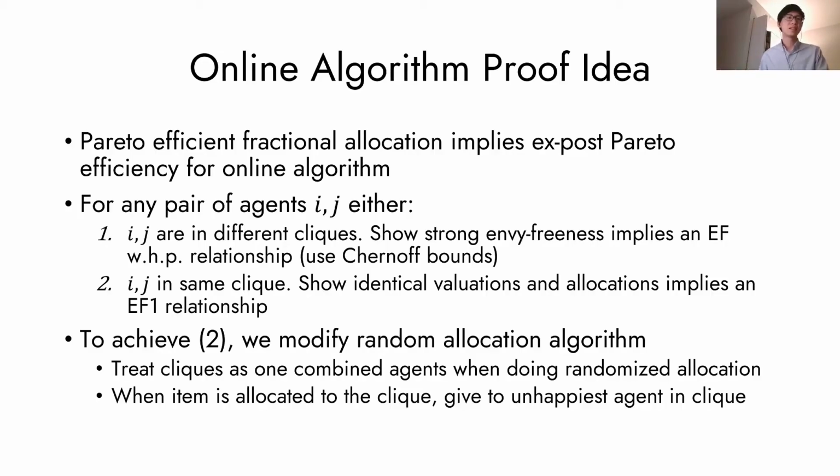Now for the other case, if i and j are in the same clique, as mentioned before, they can be treated as a single agent. We modify the random allocation algorithm to treat cliques as one large combined agent. When an item is assigned to the clique, we do a form of round robin within the clique to guarantee an EF1 relationship in the online problem. And of course, there are some details there.